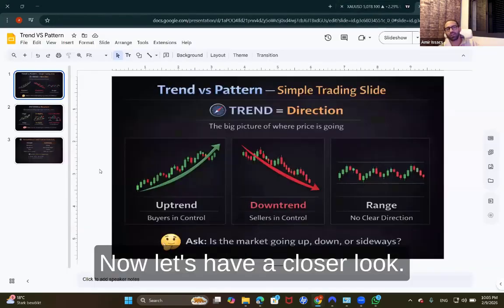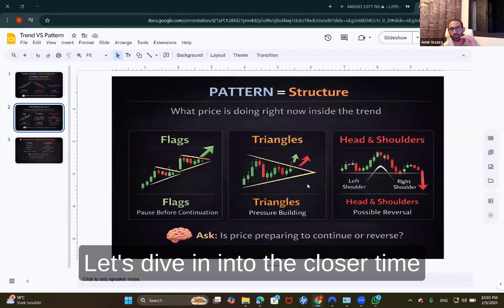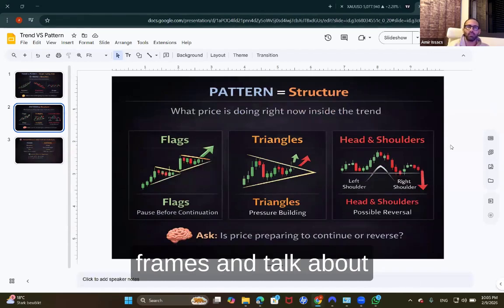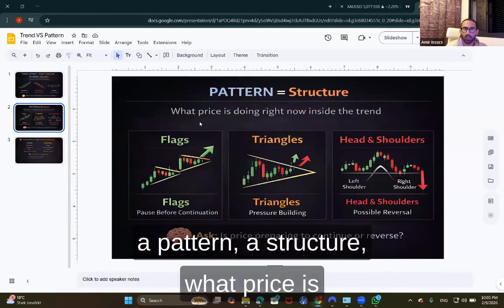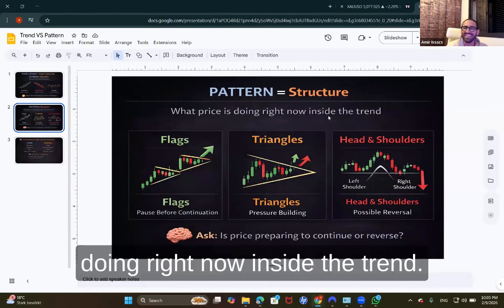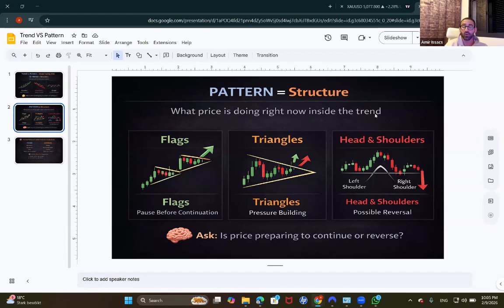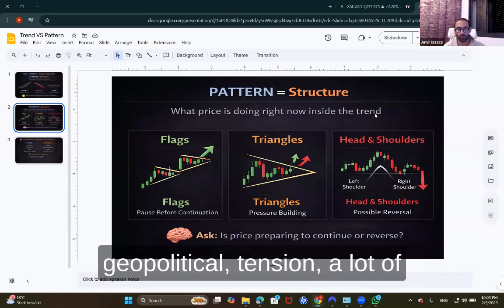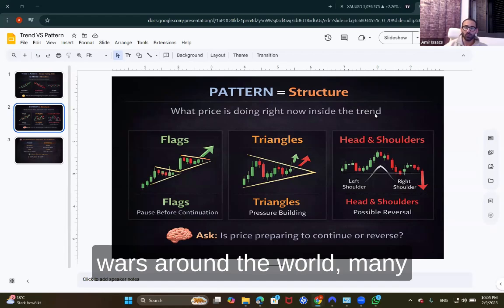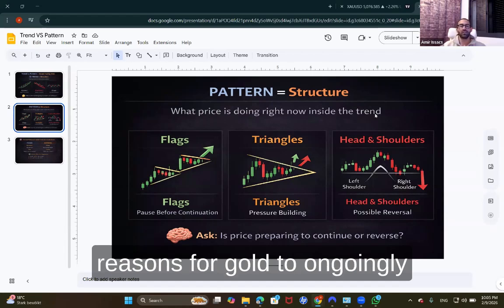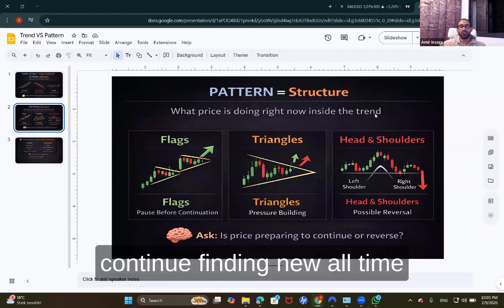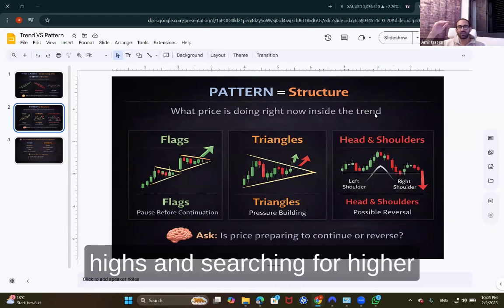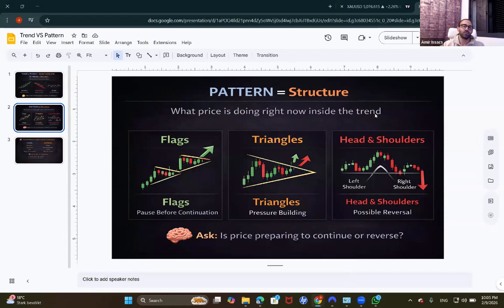Now let's have a closer look. Let's dive into the closer time frames and talk about a pattern, a structure, what price is doing right now inside the trend. So yes, we know that gold is going up. We know that there's a lot of geopolitical tension, a lot of wars around the world, many reasons for gold to continue finding new all-time highs and searching for higher and higher points.